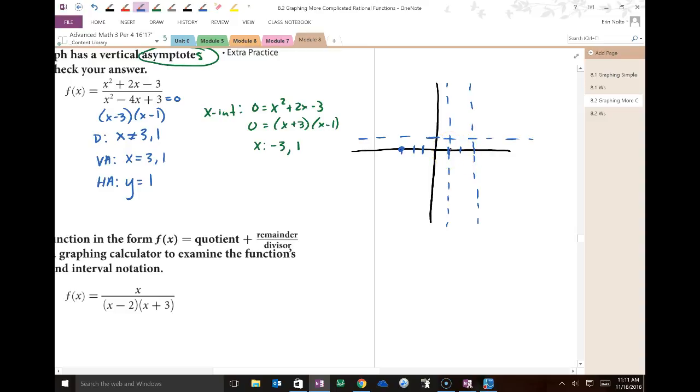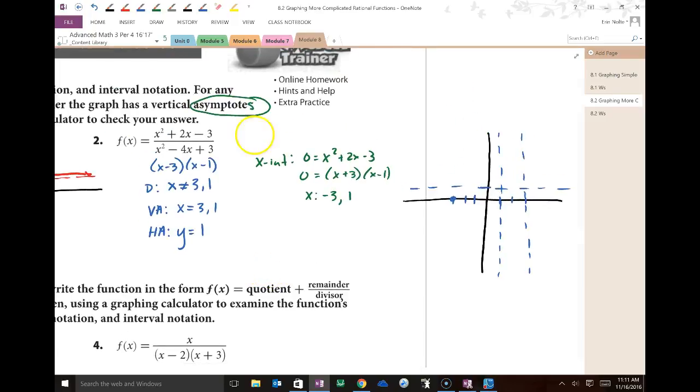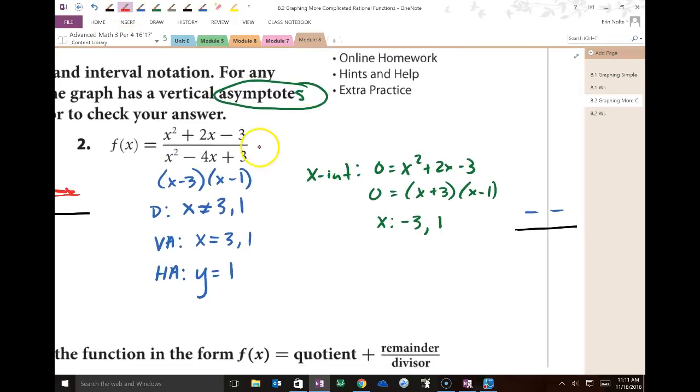Wait a second. How is it possible we could have an x-intercept at 1, but we have a vertical asymptote because we can't use 1? Okay, so watch this. Back in my original equation, if I rewrite this equation in factored form, the top factors to x plus 3 and x minus 1. What is the bottom factor to? X minus 3 and x minus 1. So what happens? They cancel each other out.